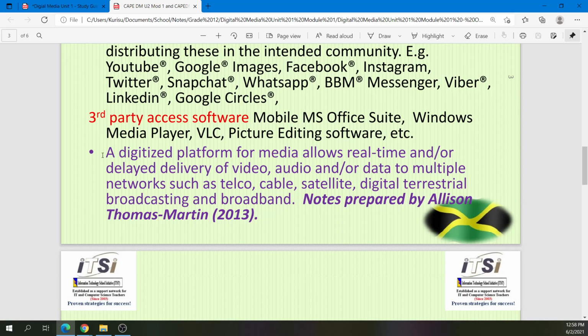A digitized platform for media allows real-time or delayed delivery of video, audio, and or data to multiple networks. So you can compare that to social media. Some of these digital media platforms, you can upload a video so that you can watch it at any time. So that's delayed delivery of video, but you can also have real-time content. So maybe you do a live stream so that persons see in real time what is happening.